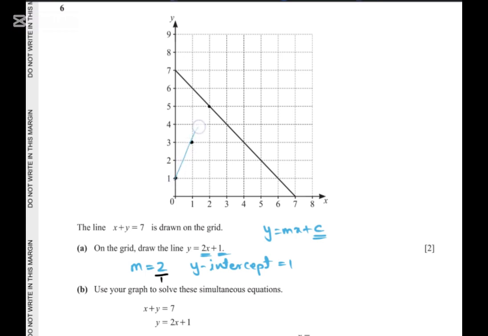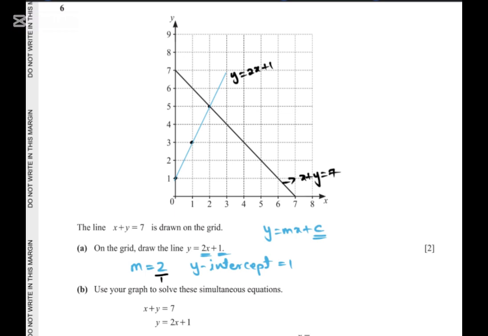Use your ruler to connect these dots and make it cut the given line like this. What is the equation of this line? y is equal to 2x plus 1, and the equation of the given line is x plus y is equal to 7. Question A is done.